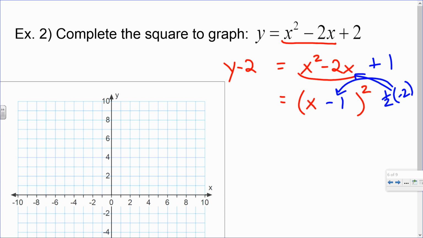But when I'm doing anything with an equation, is it okay to just add 1 on the right? If I add 1 on the right, I have to add 1 on the left, which means that over here I really had y minus 1. I'm almost to vertex form now. I need y equals, not y minus 1 equals. So I'm going to keep my parentheses squared, x minus 1 squared, plus 1. Now is it vertex form?